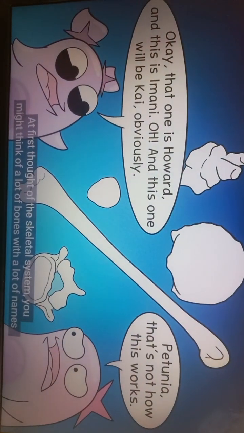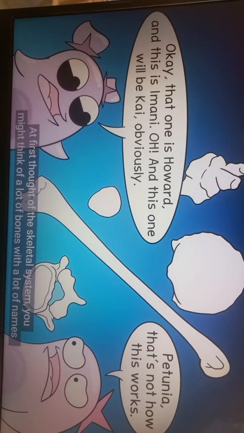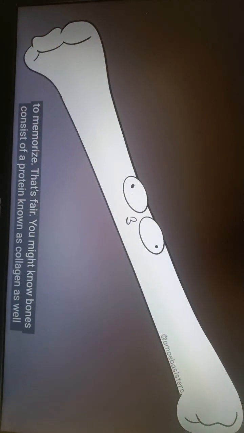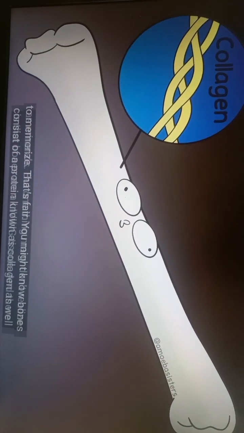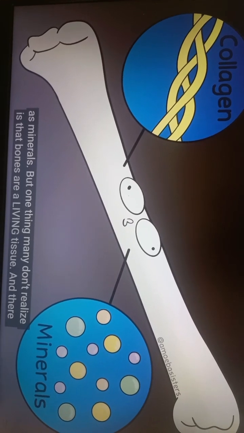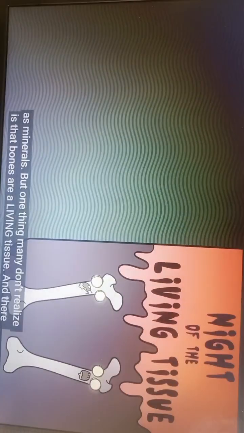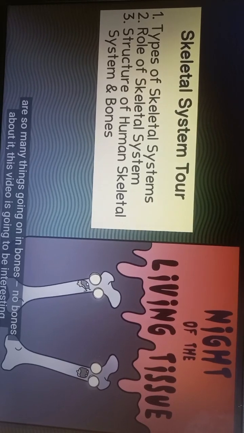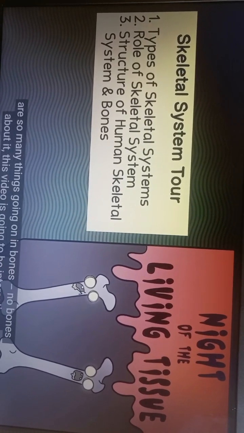At first thought of the skeletal system, you might think of a lot of bones, with a lot of names to memorize. That's fair. You might know bones consist of a protein known as collagen, as well as many minerals. But one thing that many don't realize is that bones are a living tissue. And there are so many things going on in bones. No bones about it, this video is going to be interesting.